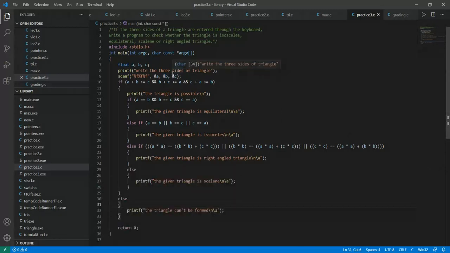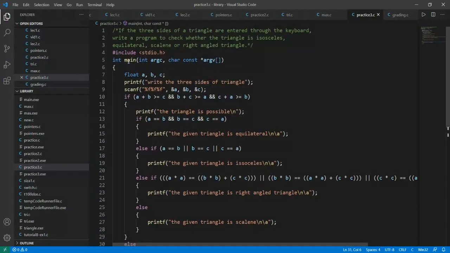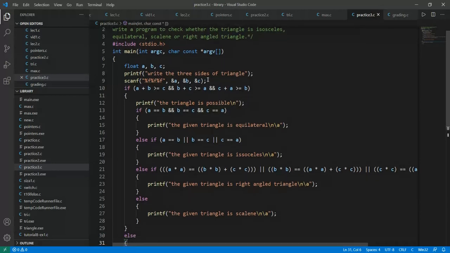Okay, so simply I have used the main function and then started writing the code. I have taken the three variables a, b, c as float type. Then I have given an instruction to the user to write the three sides of the triangle, then taking the values from the keyboard with the help of the scanf function: scanf %f, ampersand a, ampersand b, and ampersand c. Semicolon is important.